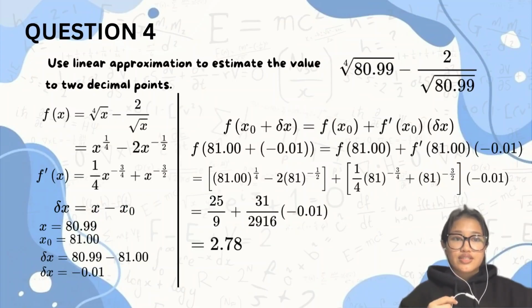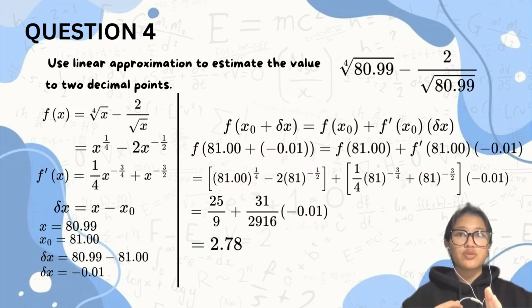To close the differentiation segment, I will explain how to solve the last question. The question states, use linear approximation to estimate the value of the fourth root of 80.99 minus 2 over the square root of 80.99 to 2 decimal points. As we've learned, the formula for linear approximation is f(x0 + dx) is approximately equal to f(x0) plus f prime of x0 multiplied by dx. Let us solve this question step by step.